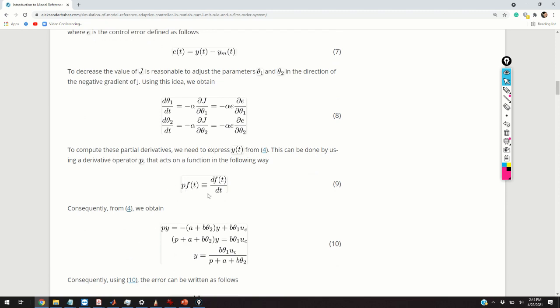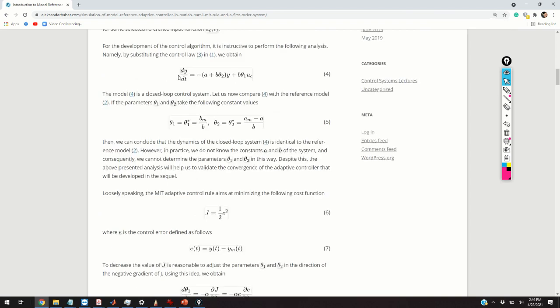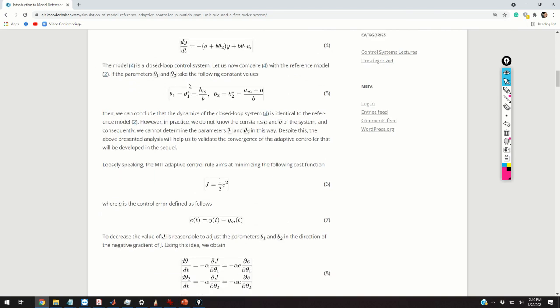The first step is to introduce the differential operator. This is a very important operator. So we can represent the derivatives as p times f of t. This is very similar to the Laplace approach, where the complex variable s has an interpretation of taking the first derivative. Consequently, from equation 4, which, if you look back, specifies our plant dynamics, we can simply represent this first derivative as p times y, right?